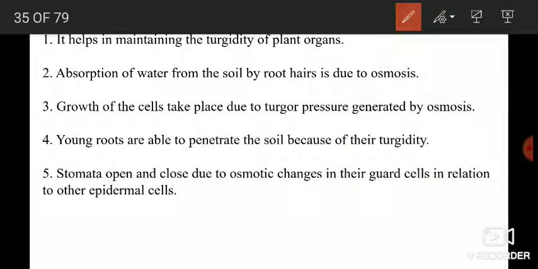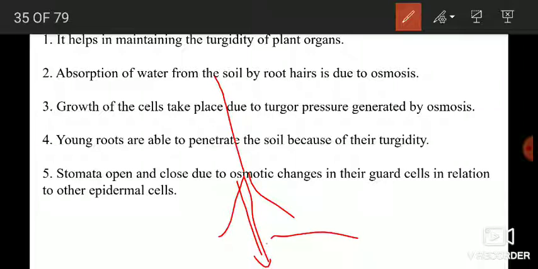Then one more is young roots are able to penetrate the soil because of their turgidity. Young roots penetrate the soil because of the turgidity of their cells. When the cells become turgid, only then they can penetrate the soil deep.